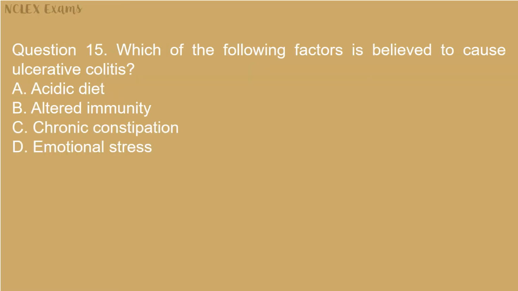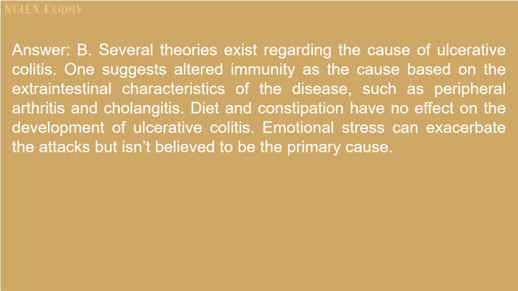Question 15. Which of the following factors is believed to cause ulcerative colitis? A. Acidic diet. B. Altered immunity. C. Chronic constipation. D. Emotional stress. Answer B. Several theories exist regarding the cause of ulcerative colitis. One suggests altered immunity as the cause based on the extraintestinal characteristics of the disease, such as peripheral arthritis and cholangitis. Diet and constipation have no effect on the development of ulcerative colitis. Emotional stress can exacerbate the attacks but isn't believed to be the primary cause.